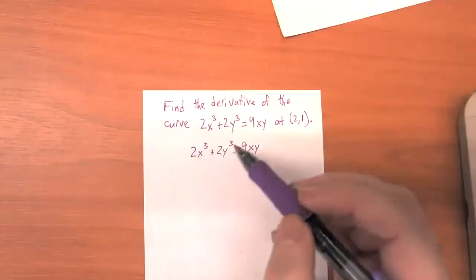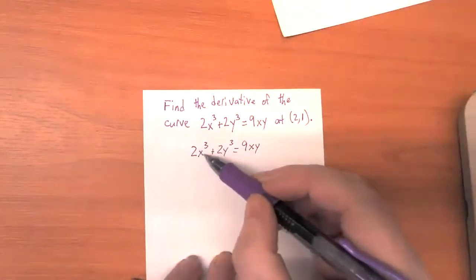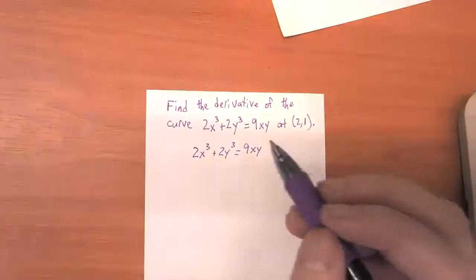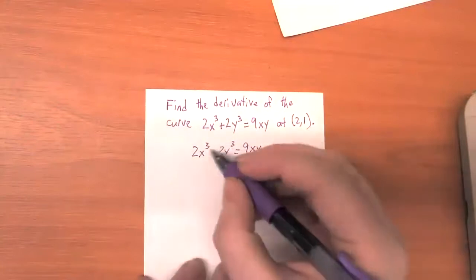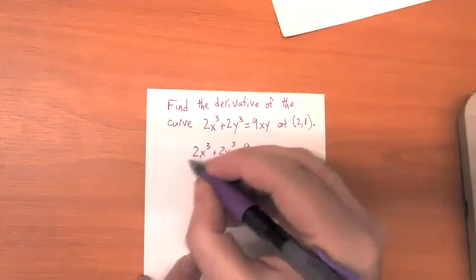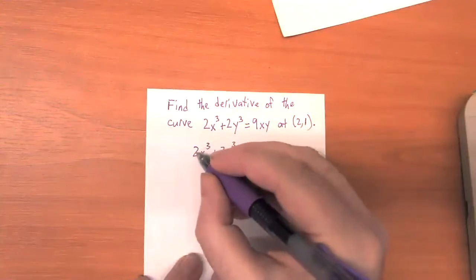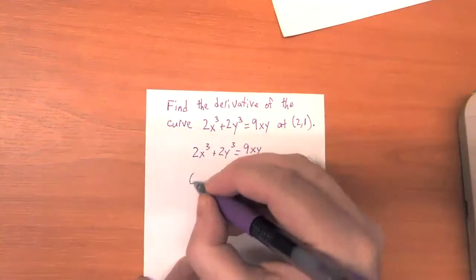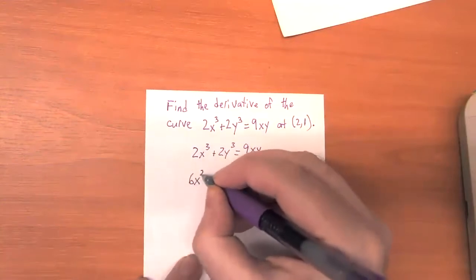Over here, we've got two terms. So the derivative of 2x cubed with respect to x, that's going to feel familiar to us. That's just a matter of using the power rule and the constant multiplier rule, constant coefficient rule. So 2x cubed, the derivative of that with respect to x is going to be 6x squared.